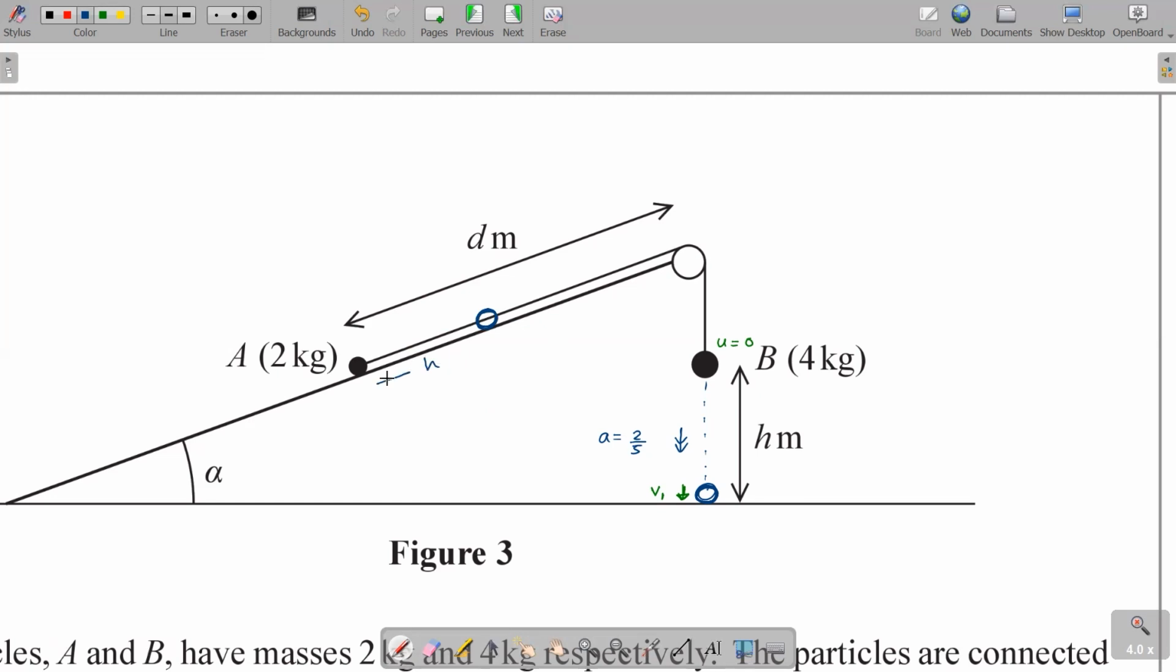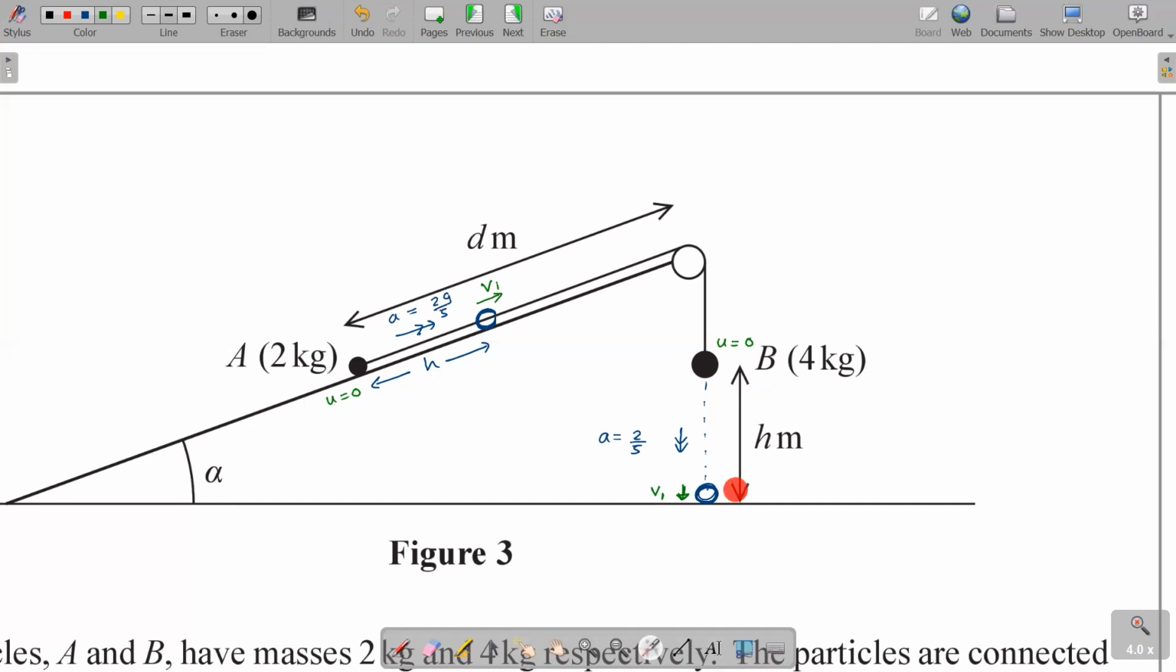So let's say this is the h meters. It's traveling a distance h meters under that exact same acceleration, 2g over 5. And after traveling the distance h meters, it achieves the speed v1 that I marked here. Initial velocity was 0, and after traveling h meters, it also achieves the same speed. Both of them are traveling together on the same string, so they have the same magnitudes of velocity and the same magnitude of acceleration, until B hits the ground.